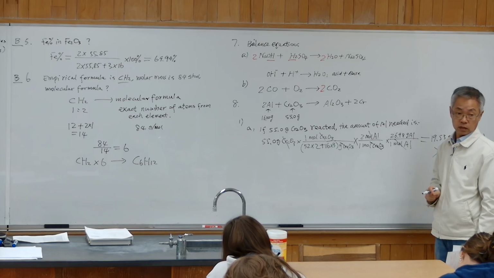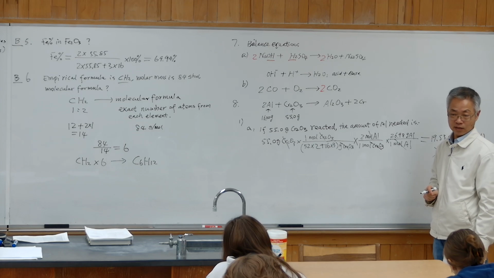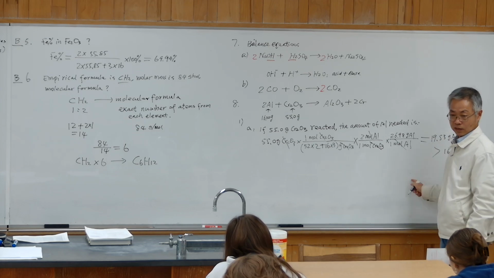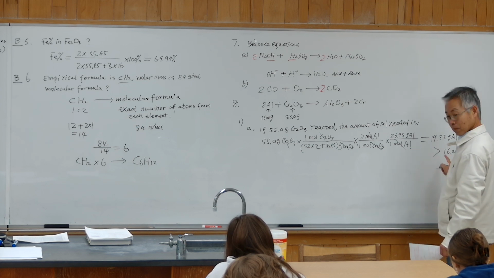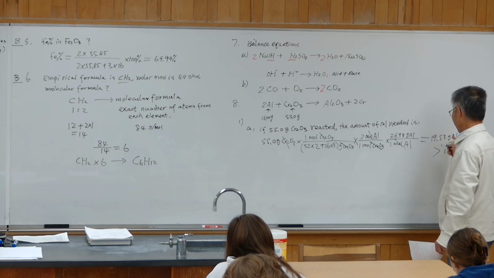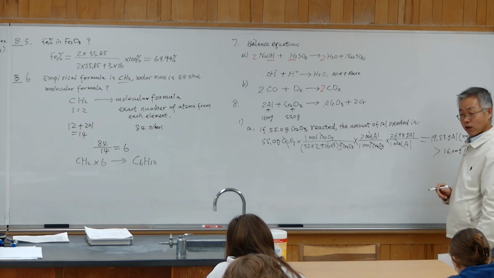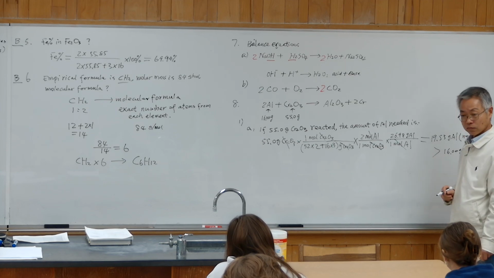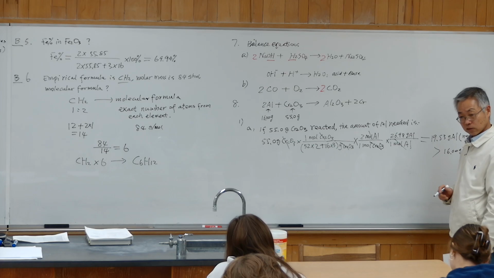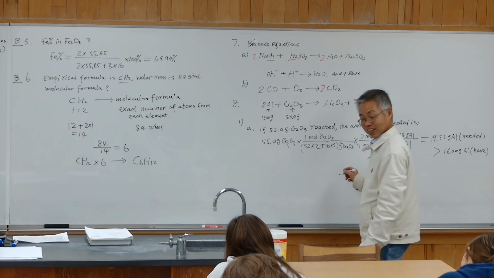What does this mean? Nobody knows? Do you know what it means? No, the 16 is not the excess. This is aluminum not enough. We need 19.53. But we only have 16 gram aluminum, right? So the amount we have is not enough, right? So aluminum is the limiting reagent.